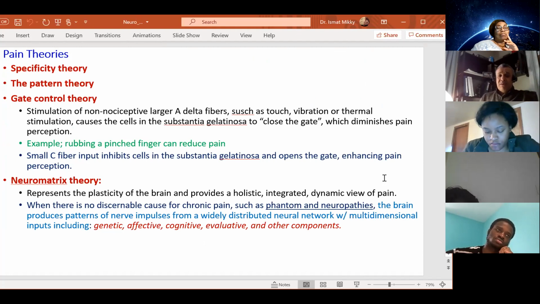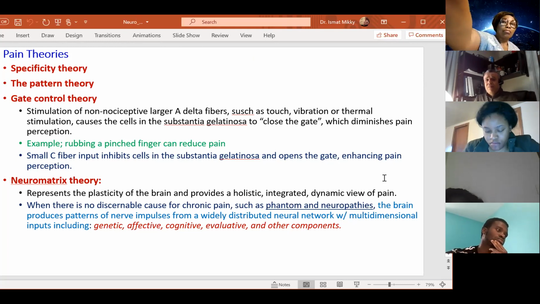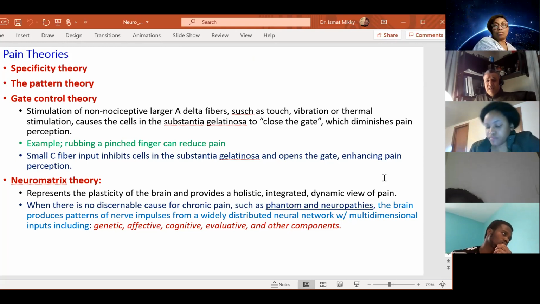But the theories give you a specific understanding of how pain develops. The pathophysiology of pain will be explained by these theories, and there are certain limitations with them. I don't want to spend much time on them. It's just to say that the specificity theory lacks some aspects of the pain experience.